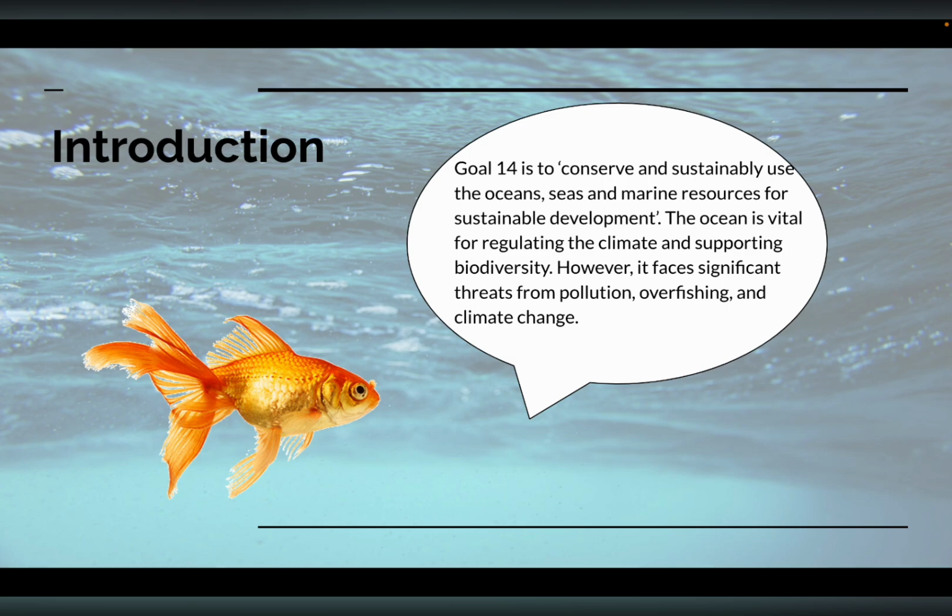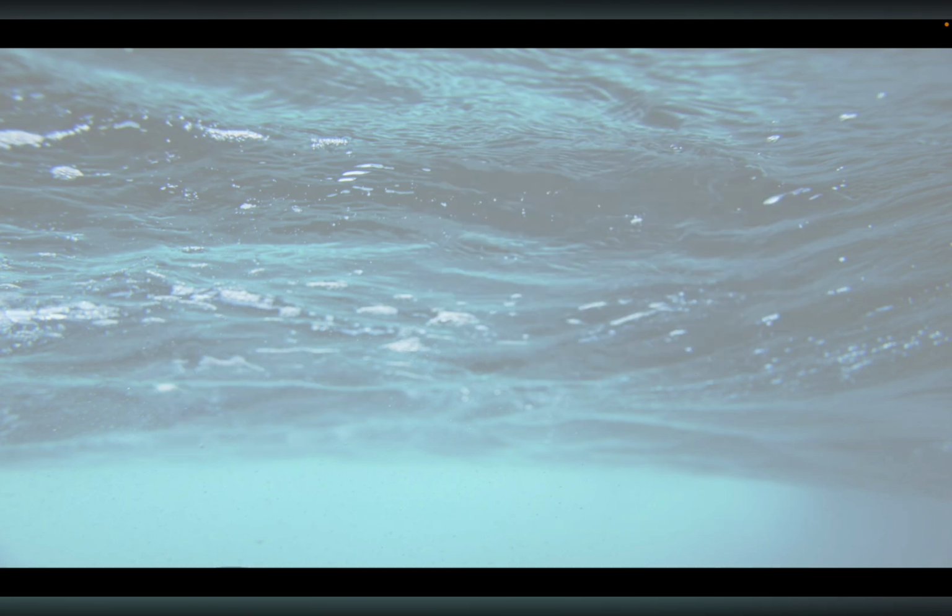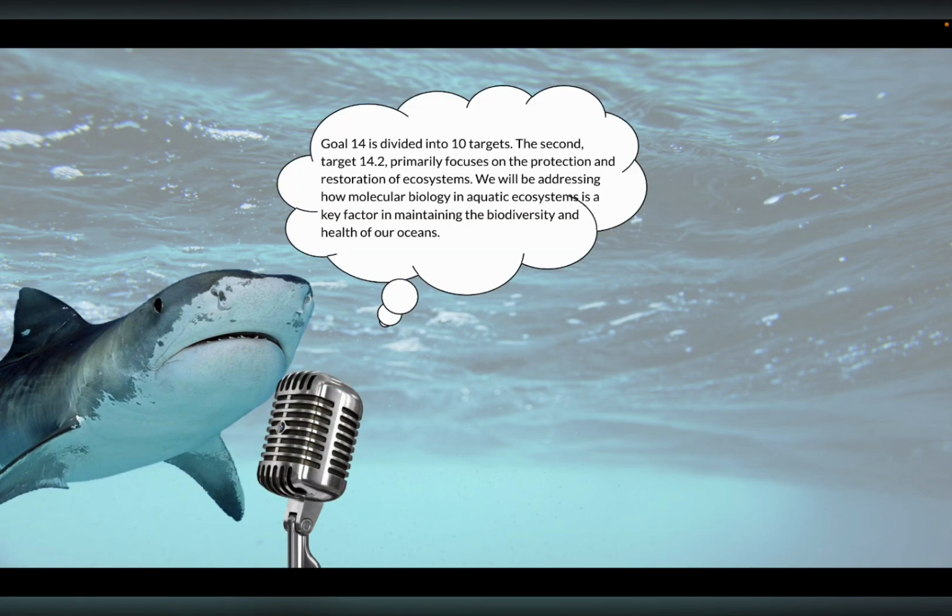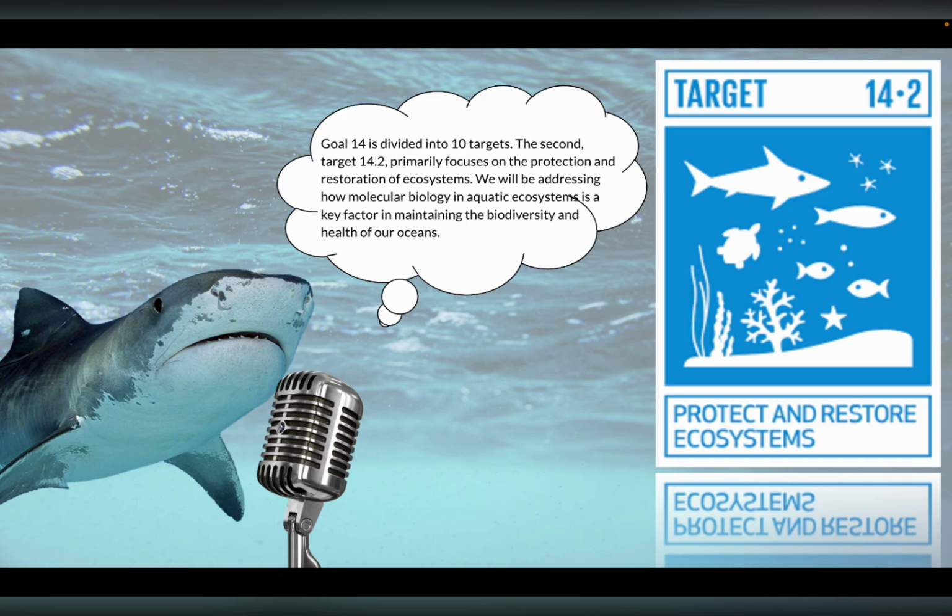The ocean is vital for regulating the climate and supporting biodiversity. However, it faces significant threats from pollution, overfishing, and climate change. Goal 14's second target primarily focuses on the protection and restoration of ecosystems.